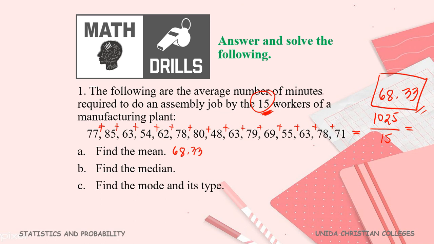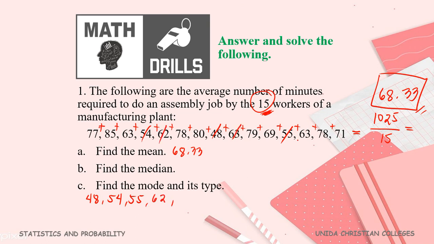So, kay median po, ano daw po ang gagawin natin sa kanya? First is we need to arrange it into ascending order. Sige, arrange natin siya. Ayan. So, umpisa natin sa pinakamaliit. We have here 48. Next is we have 54. Next, we have 55. We have 62.